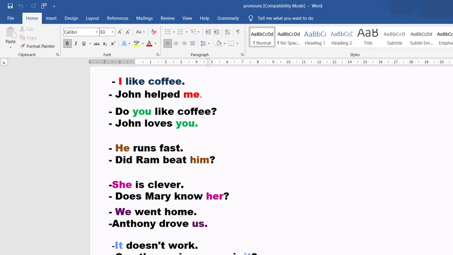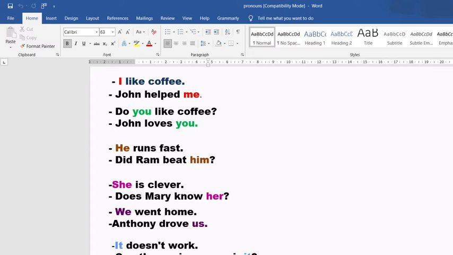He runs fast. He is used as subjective here, which again denotes some masculine person. And did Ram beat him? Here him is used as an object while placing it at the object place of the sentence. She is clever. Does Mary know her? She is used in the subject place and her in the object place.